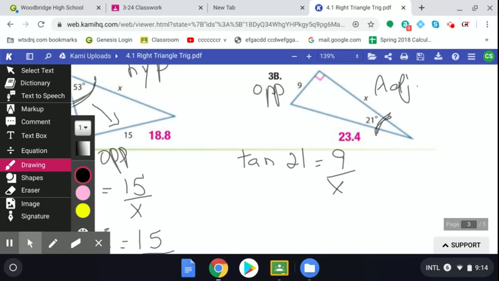You can cross multiply just like we did before. Or I tell my geometry students that if the variable here is in the denominator, you're going to have to divide. Do this divided by that, divided by tangent 21. If the variable is in the numerator, you just cross multiply. So in this case, x is going to be equal to 9 divided by tangent 21, which should give you 23.4.